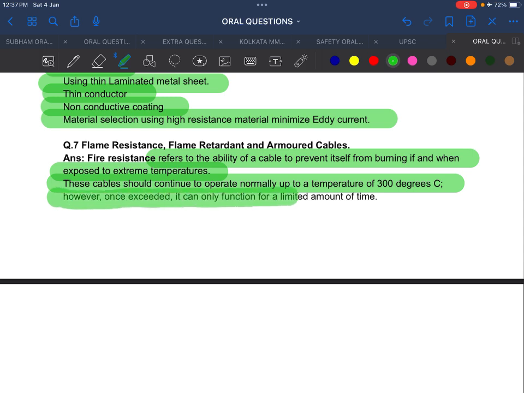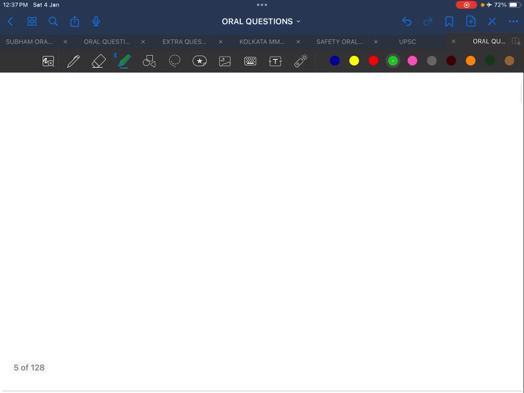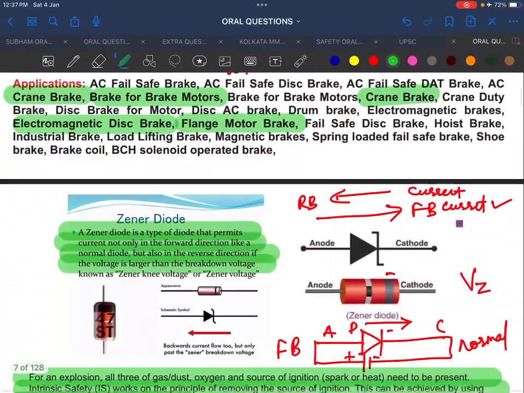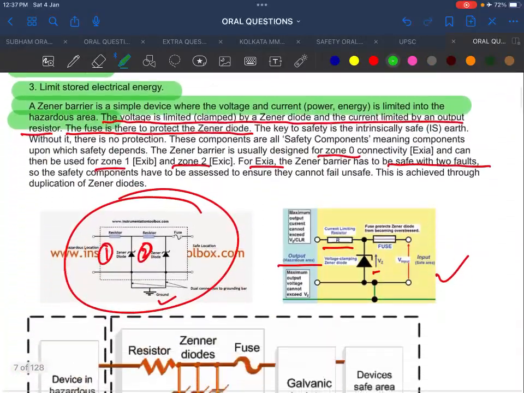However, once it is exceeded, it can only function for a limited amount of time. So if the temperature is increased, then it can work for a limited amount of time. So the flame resistant, now you can understand, can prevent from the fire, but up to a certain range, and this is called fireproof cables, used in these emergency sources.